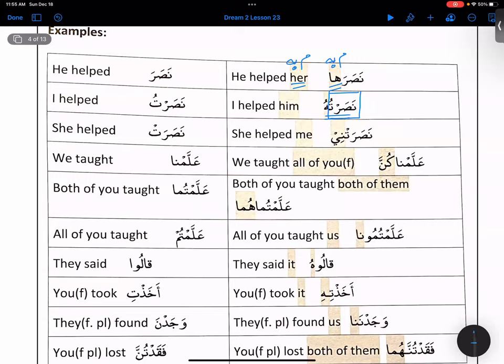So we know four kinds of ta when we do conjugation of fail madhi. Who can repeat these four tas for me? Ta with sukun is Hiya. Ta with fatha is Anta. Ta with kasra is Anti. And the fourth one is ta with dhamma, which is Ana. So whenever you see sukun and ta, you need to check what kind of ta.